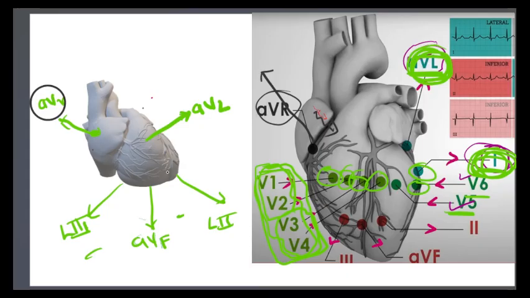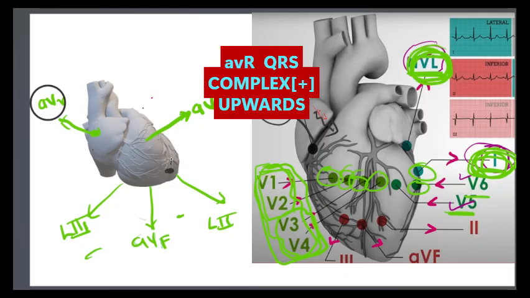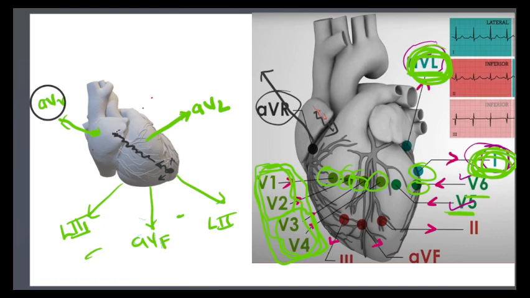So where is the ectopic happening? The ectopic is happening from here, and it's throwing current in this direction. See the direction, it's going to be in the direction of AVR. So AVR will record this as positive. In all other cases, AVR is negative. Why? It's usually the SA node that fires and current goes down like this, so the AVR will record it as negative.